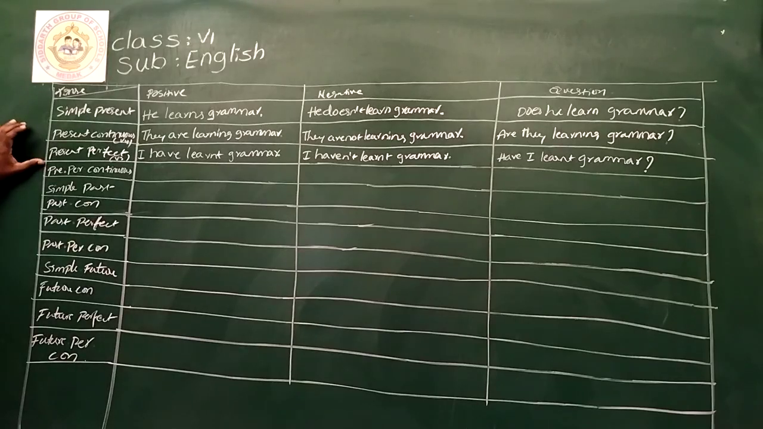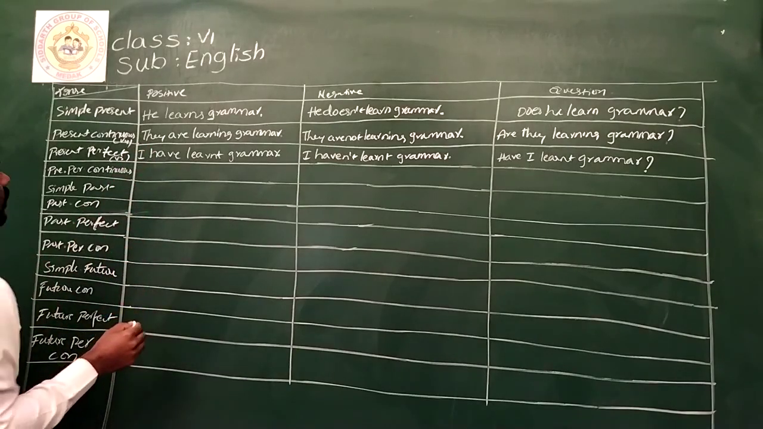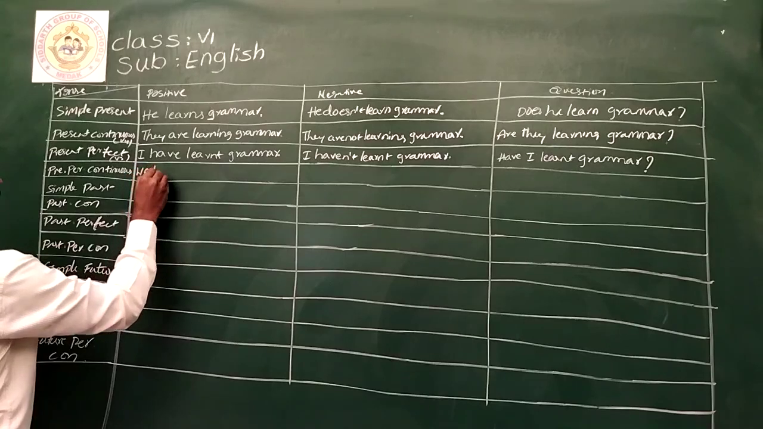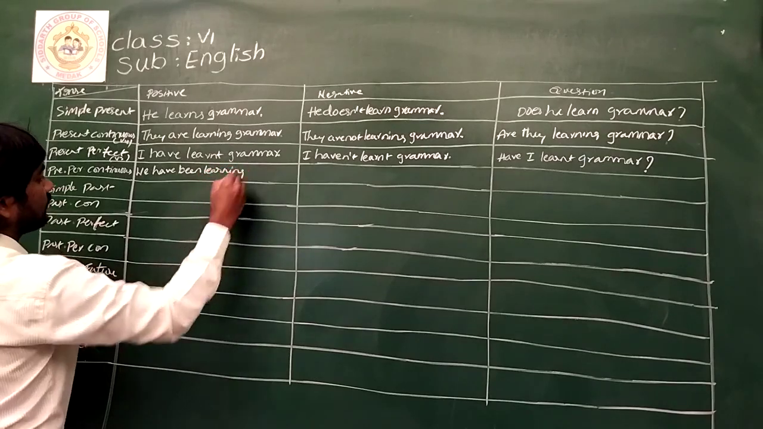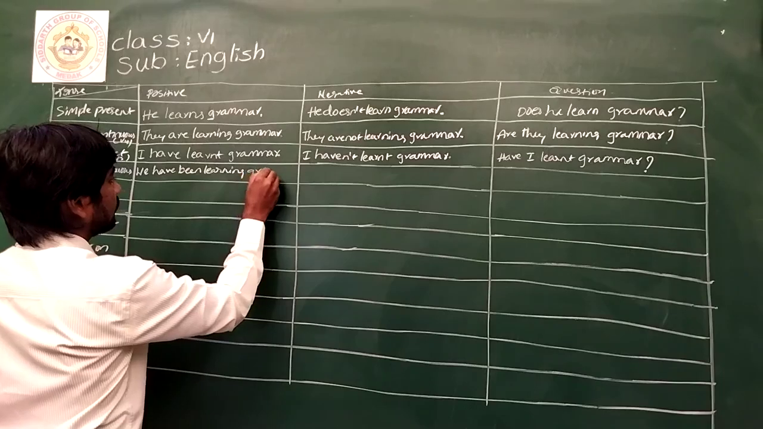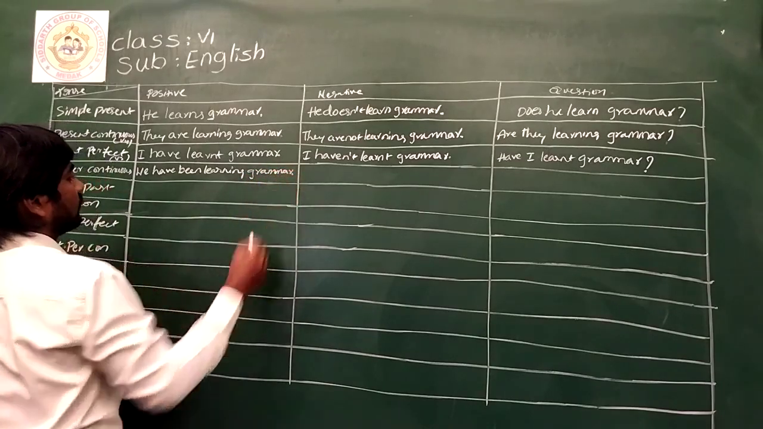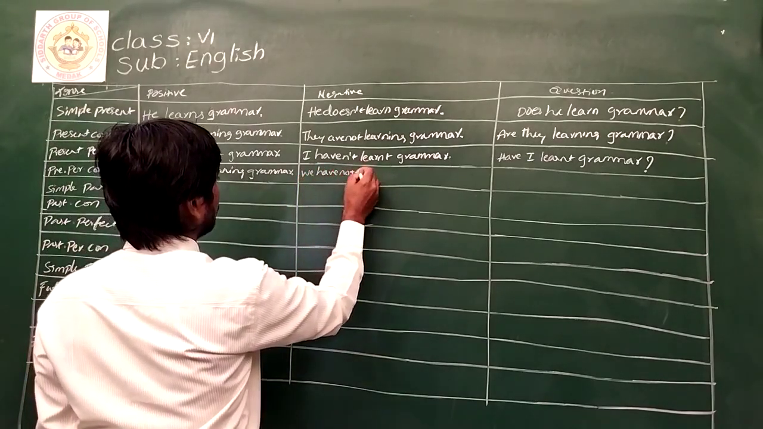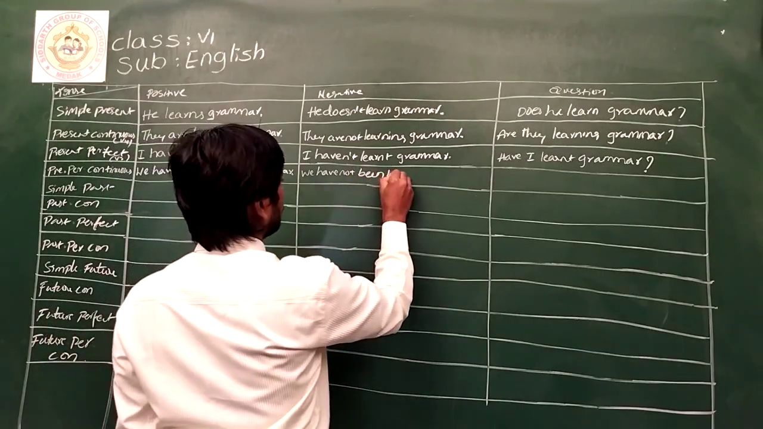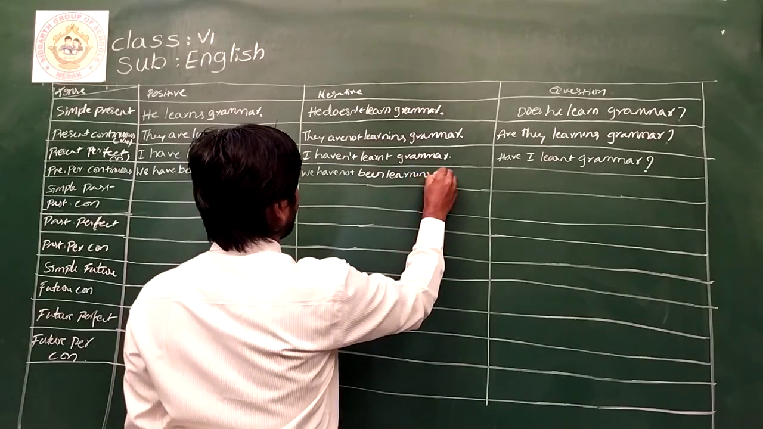Next one, present perfect continuous. Present perfect continuous tense is subject plus has or have been plus V4. Okay, have or has plus been plus V4. So let me write the I, he, plural. We have been learning grammar. So next, we have not been learning grammar.